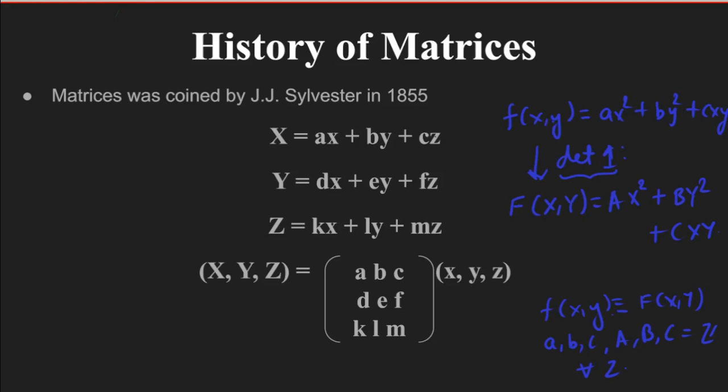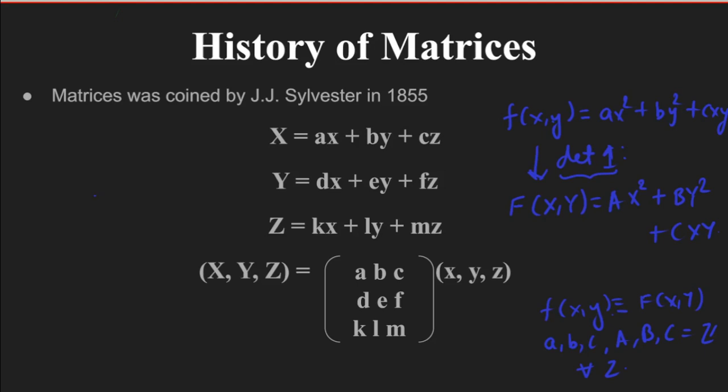Then this linear transformation which we obtained was provided in a rectangular array like A, B, C. So this is the representation of matrices. So Gauss introduced this idea of how matrices were given.